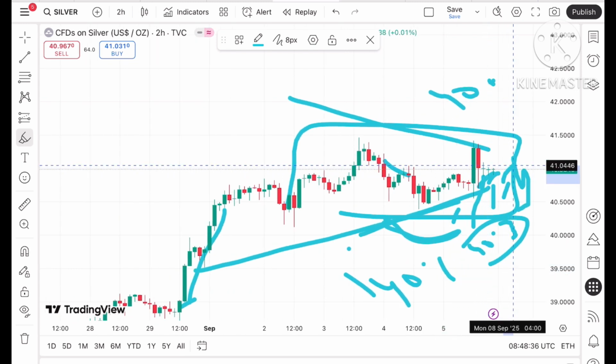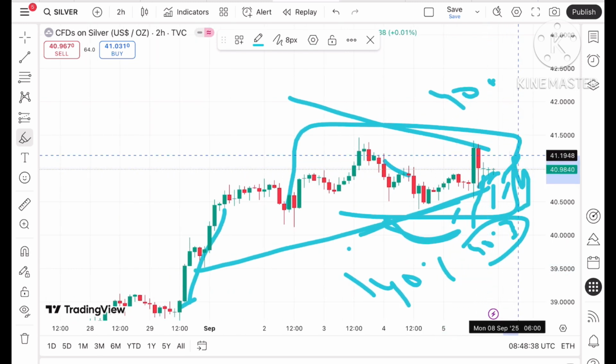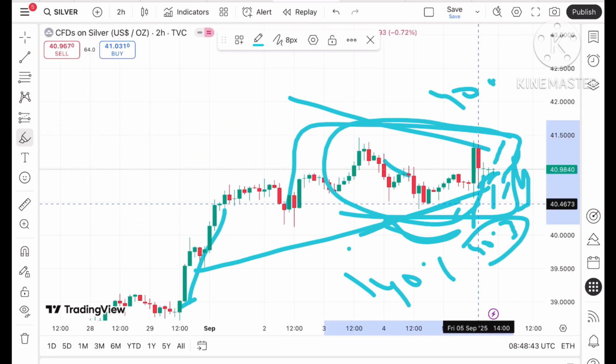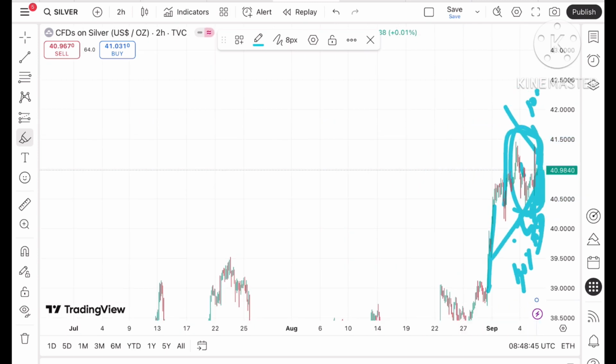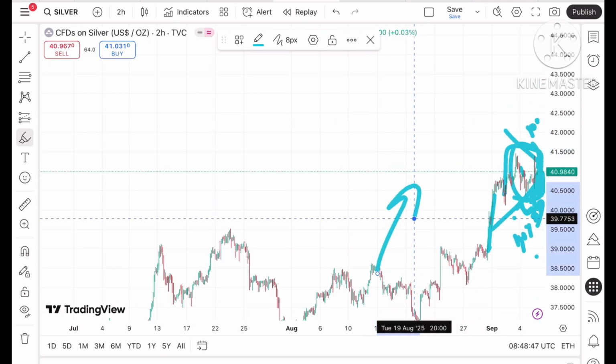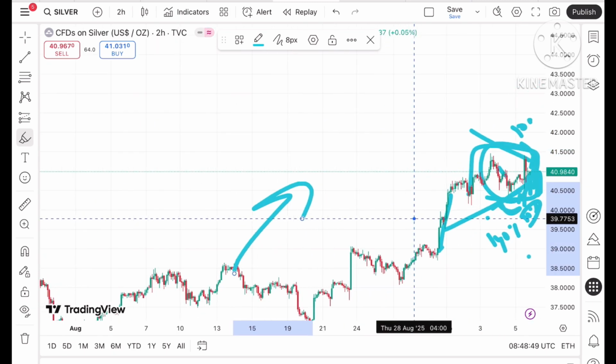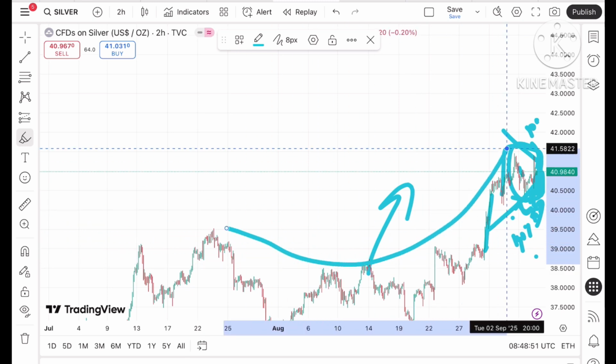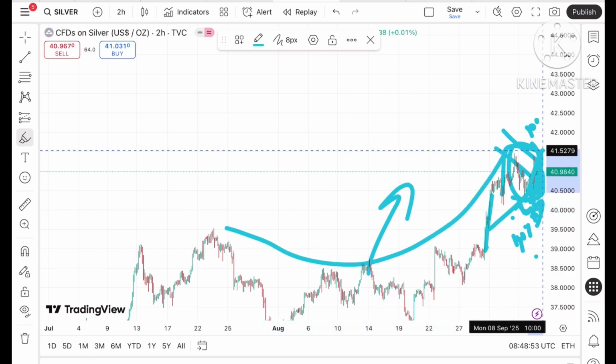But if it started sustaining above this level, it can move towards $41 and a probability of going towards 41.2, then it can cross a level of $41.4. Then there will be a zone breakout, so we can see a further upside. Okay, this is very important, so you have to understand that this is the trend, and a further upside can be seen towards $42 and then a further high.